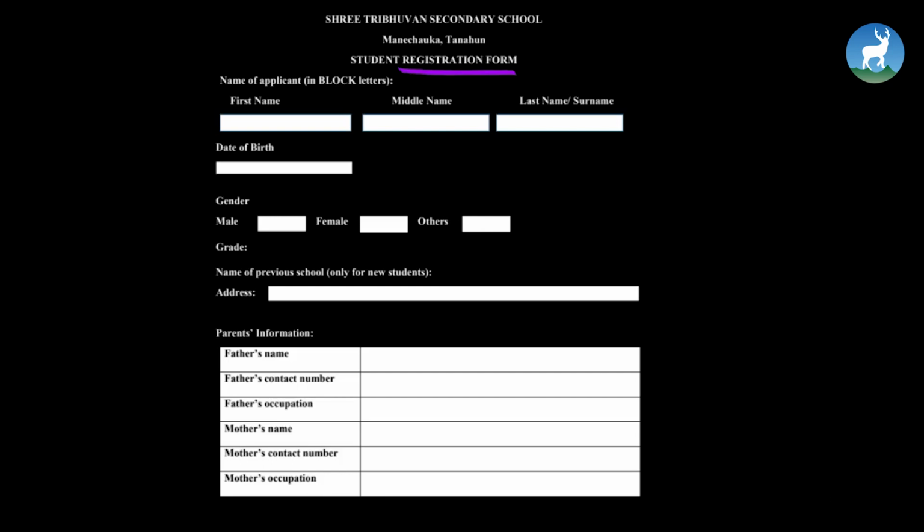Let's begin with the first part, and the first part is filling in the name of the applicant, and it should be done in block letters. Block letters means all the letters should be capital as it's shown here. Okay, here it's written first name. Let's write a first name of any of the students. Let's assume it's Roshan. So let's write Roshan.